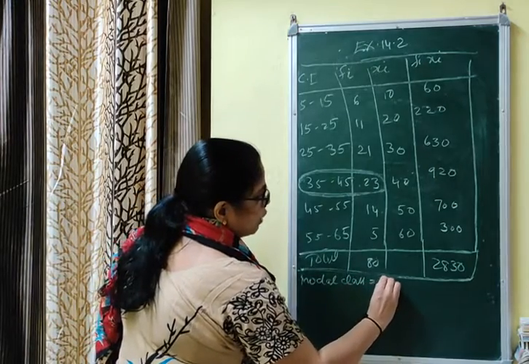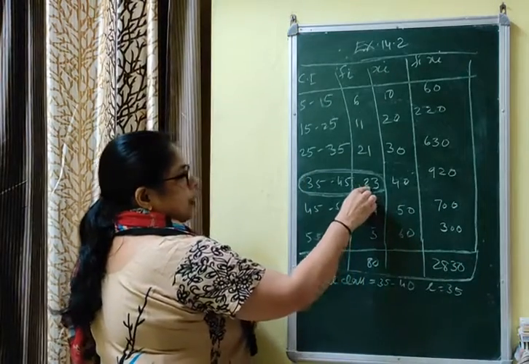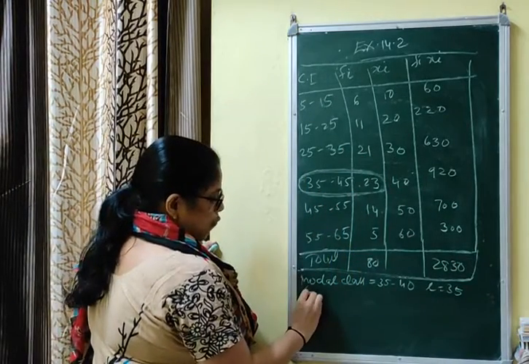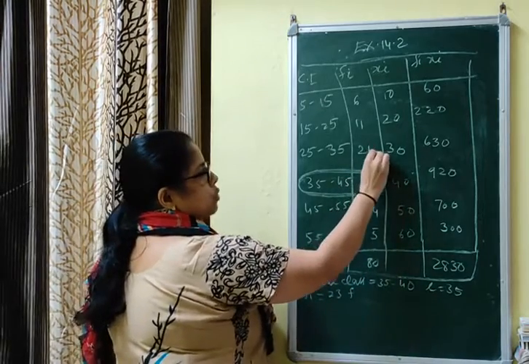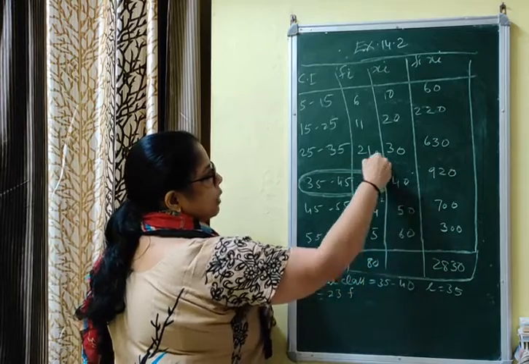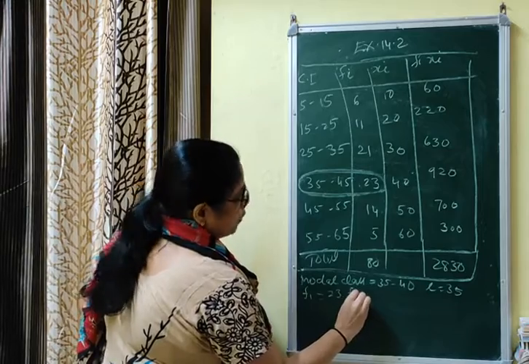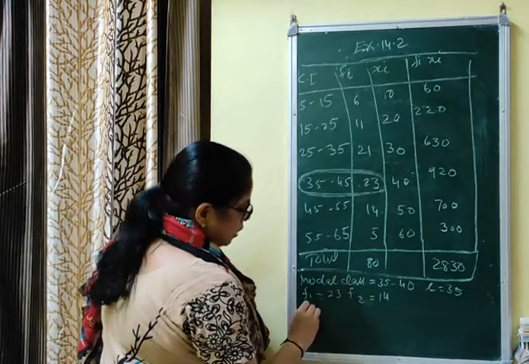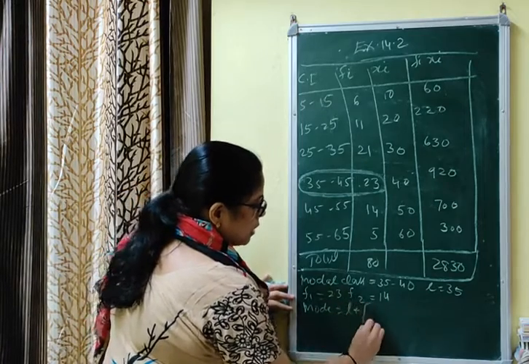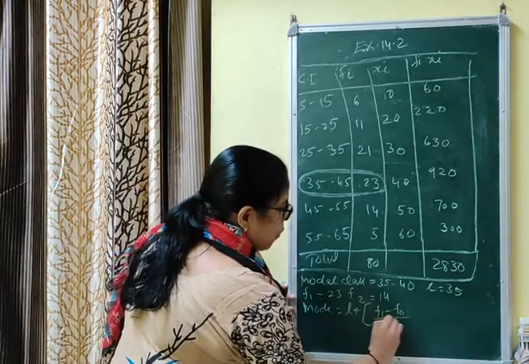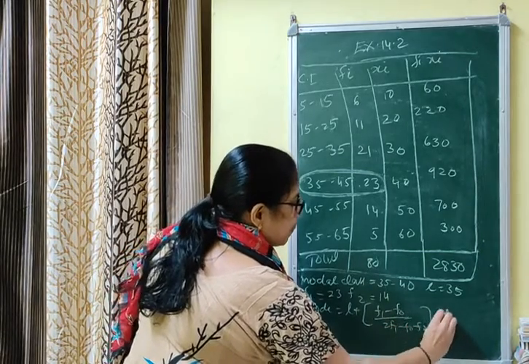Modal class is equal to 35 to 45. Now L, lower limit of modal class. This is f1, this is f0, this is f2. f1 is 23. दो मॉडल क्लास के फ्रीक्वेंसी ऐसे ले लो 0, 1, 2. 0 मतलब पहले का, 1 मतलब उसी क्लास का, 2 मतलब आगे वाले का. f1 equal to 23, f2 equal to 14. Now you have to write the formula. Mode is equal to L plus (f1 minus f0) upon (2 f1 minus f0 minus f2) into h.